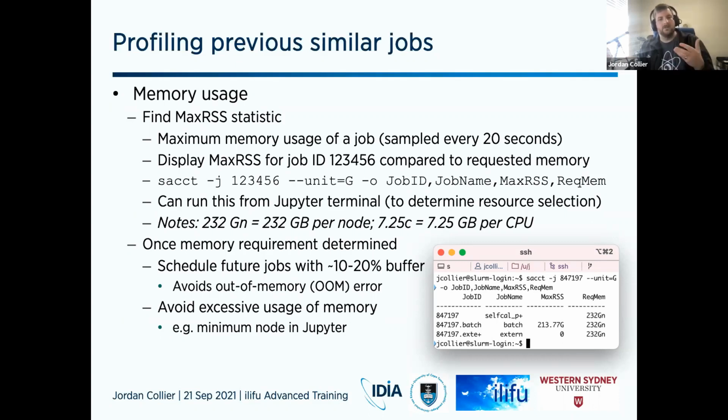And so once you've determined your memory requirement, you would then schedule future jobs with maybe a 10 to 20% buffer to avoid out of memory errors. But you should also avoid excessive usage of memory. So it may be in Jupyter, for instance, that the minimum node from the dropdown is able to meet your requirement for future jobs of the same kind. Or if you're submitting an SBatch, you can specifically set that value in your SBatch script.